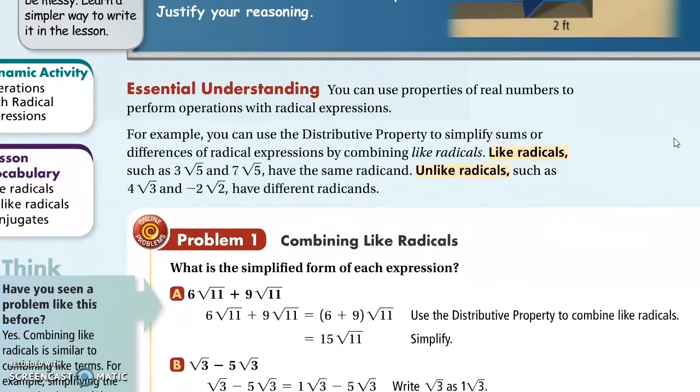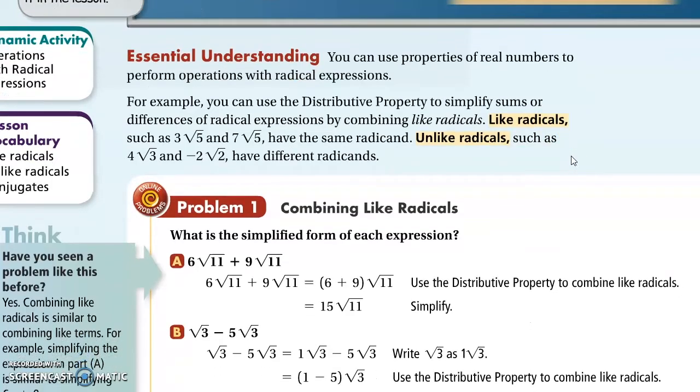And in order to add or subtract them, we need to have what are called like radicals. Like radicals, very similar to like terms, where we have to have the same index and same radicand in order to add them. In this case, 3 square root 5 and 7 square root 5 are like radicals because they both have square root 5 in common. Whereas 4 square root 3 and negative 2 square root 2 are unlike radicals because they do not have the same radicand. They have the same index, they're both square roots, but they're not the same radicand.